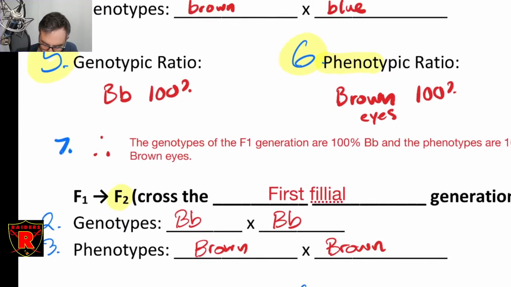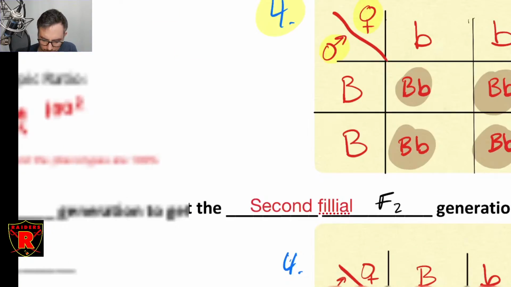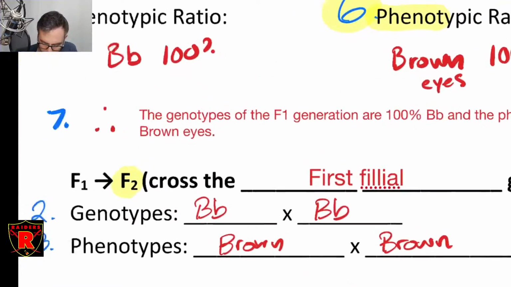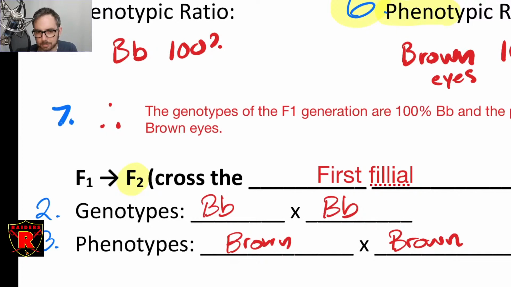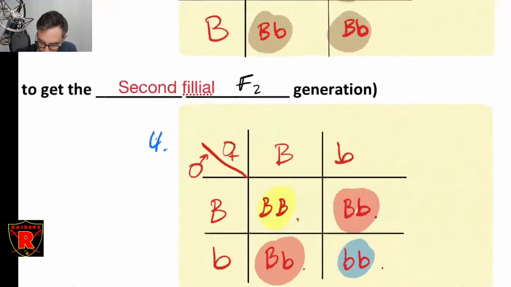And now we look at the children. These are the children, right? The F2 generation is going to be crossing those children. So the genotypes of the children are big B, little b. We're crossing them to each other, so we already know it's going to be big B, little b by big B, little b. And we know their phenotypes. They're all brown. So this is brown by brown. Okay, and then you do your Punnett square.